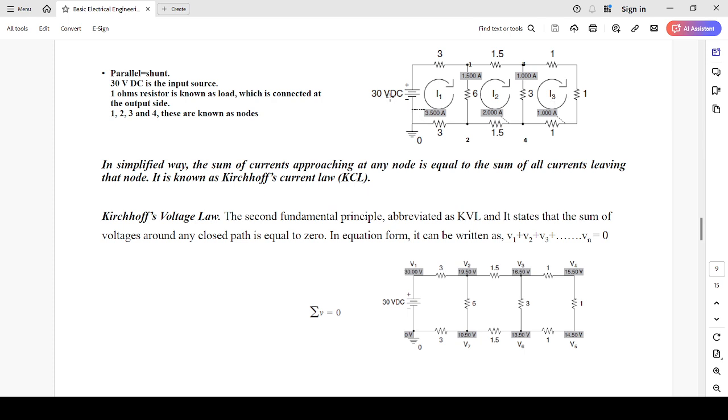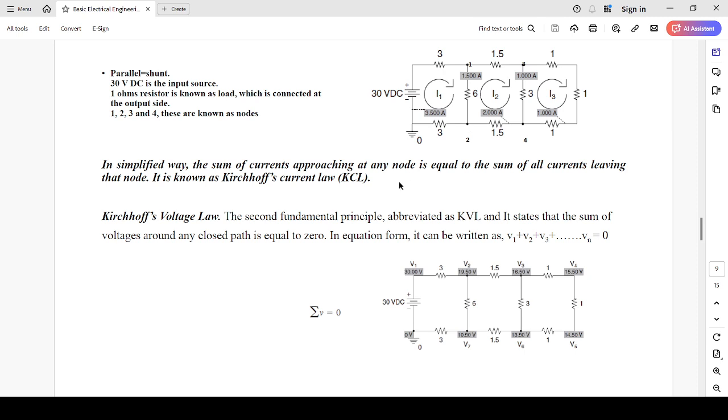And in between the 30 volts DC source and the 3 ohm load resistor, you will find the system. So the system is represented by different resistance values: 3 ohm, 3 ohm, 1.5 ohm, 6 ohm, 3 ohm, 1.5 ohm. So in between the 30 volts DC source and the 3 ohm load resistor, the electric circuit is represented by the system.